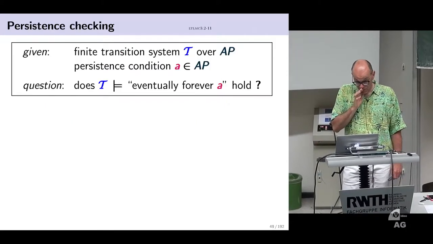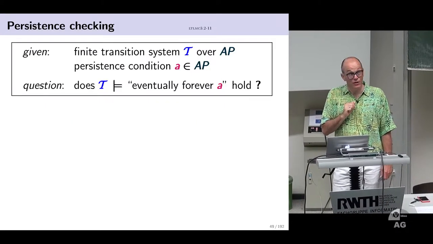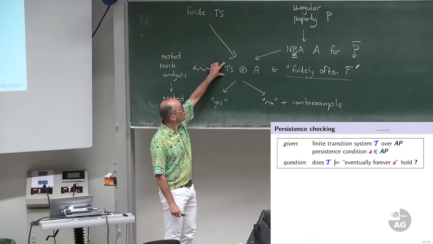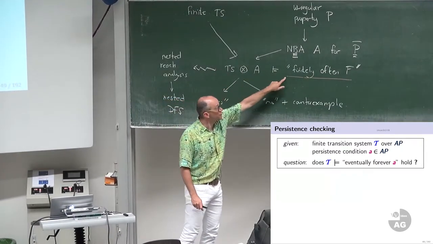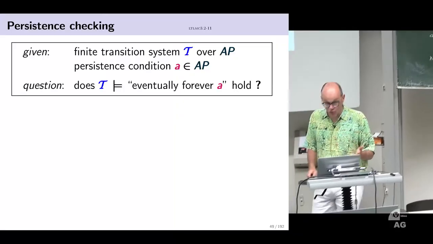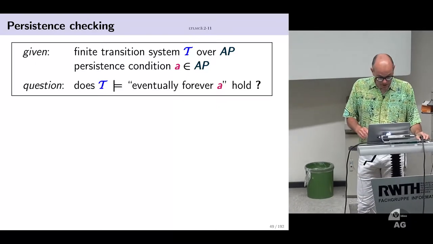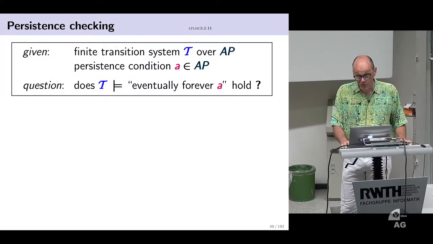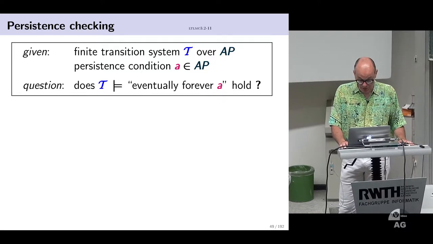Good. So that raises the next question. How are we going to check this? How are we going to check whether the product satisfies this property? Good. I'm going to present you two algorithms. One is basically more for intuition. The second one is the one that is actually used in practical model checkers.